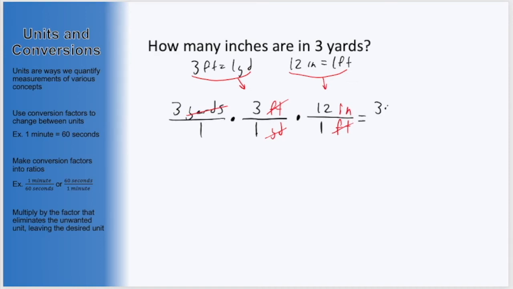All the tops multiply together, so 3 times 3 times 12, all over the denominators, 1 times 1 times 1, and we are now in inches. Doing all the multiplication, we will see that the 3 yards we started out with is 108 inches.